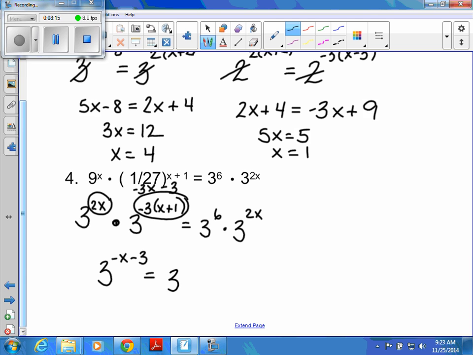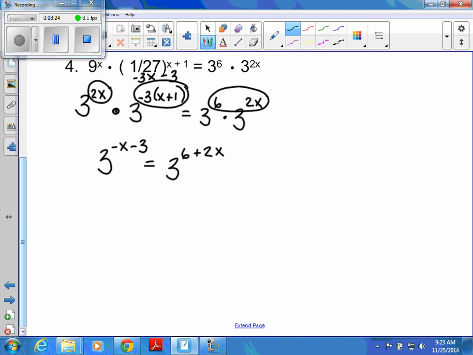On the right-hand side, it's the same concept. Your bases are the same. You can add your exponents. That's going to give you 6 plus 2x. Now that they're the same, you can set your exponents equal to each other and solve for x. You'll get a negative 3x equals 9, x equals a negative 3.